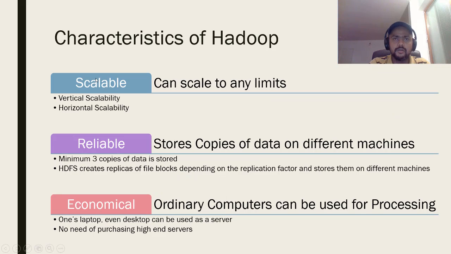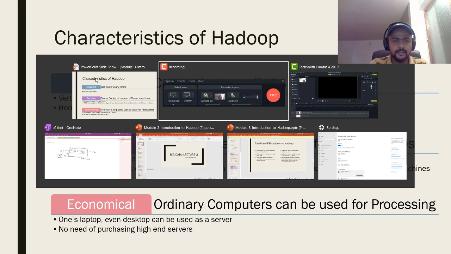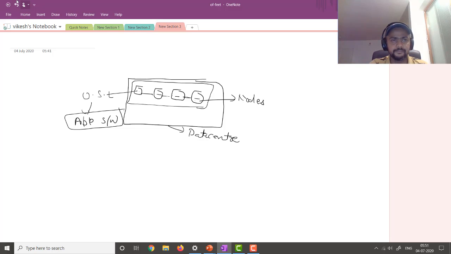So let's talk a bit more about Hadoop's characteristics. The first characteristic and the biggest characteristic of Hadoop is that it is scalable. It can scale to any limits, and when I say any, basically it means any number of machines. Now scalability comes in two different aspects. It may be vertical scalability, or it can also be horizontal scalability. Now what do we mean by these two scalabilities? Let's understand that again with the help of a diagram.